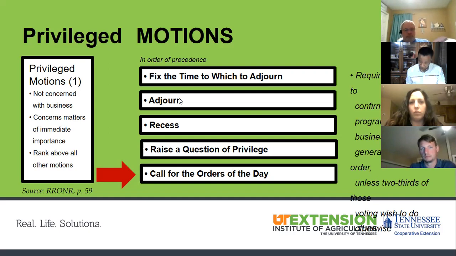So those are the 5 privileged motions. Oops, we already had a break. All right. Fixed time to which to adjourn, recess, raise a question of privilege, call for the orders of the day. Now, if one is above the other, that means it outranks it, just like the general outranks the corporal and the private.